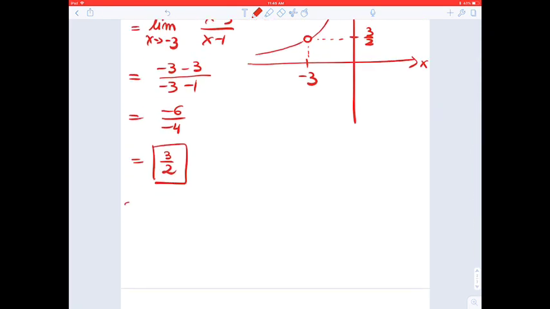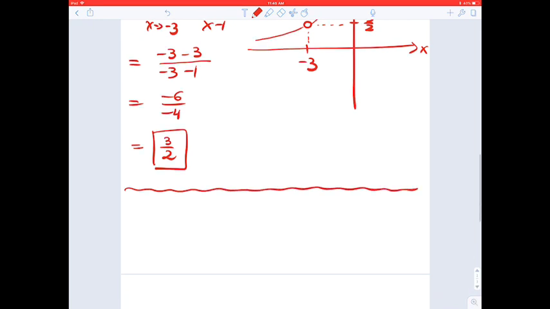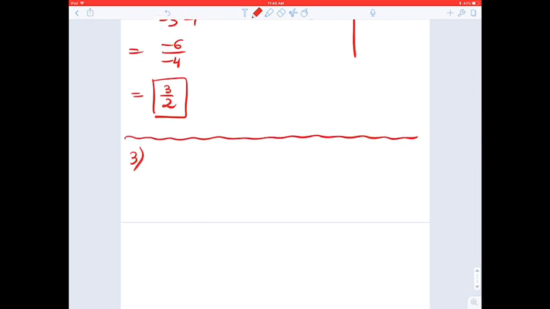Okay, limit number 3. Let's take the same function, x squared minus 9 over x squared plus 2x minus 3, and let's investigate the behavior at 1.